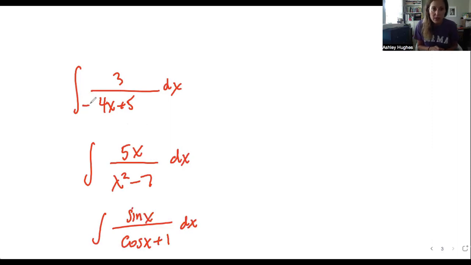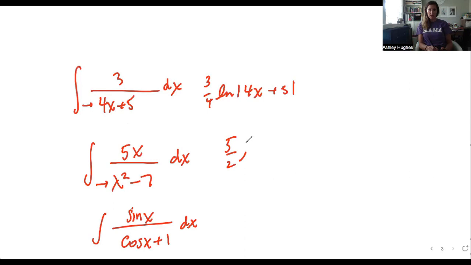Okay, what's the derivative of this? 4x plus 5. The derivative is 4, so the coefficient is going to be this divided by 4, and then it's the natural log of the bottom. What's the derivative of this? X squared goes to 2x, so 5x over 2x would be 5/2 ln of x squared minus 7. The derivative of cosine is negative sine, so you're going to have negative natural log of cosine x plus 1.